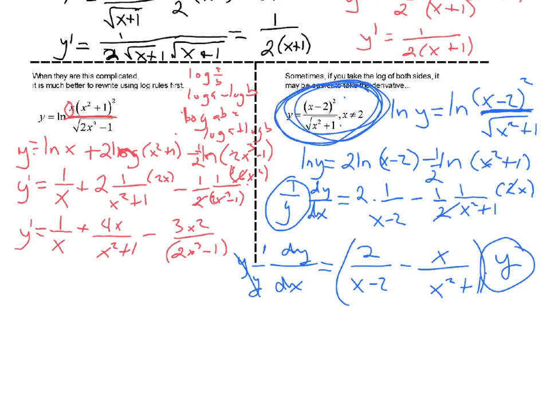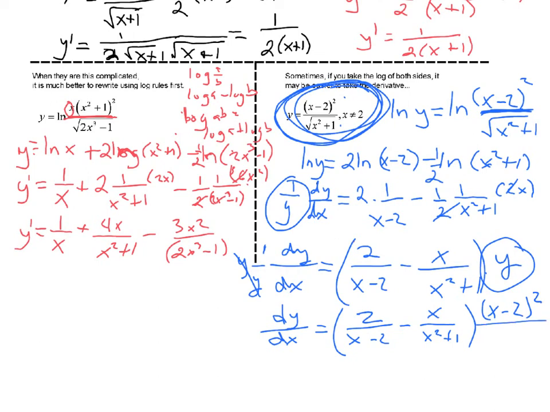So if I substitute that back in, I can go ahead and get dy dx equals 2 over x minus 2 minus, I'm trying to write plus, so let me erase, minus x over x squared plus 1, all that times y, but y is that crazy looking fraction we started with. There you go. That is the derivative. Now, could we combine fractions? Yes. Worth your time? Not so sure.